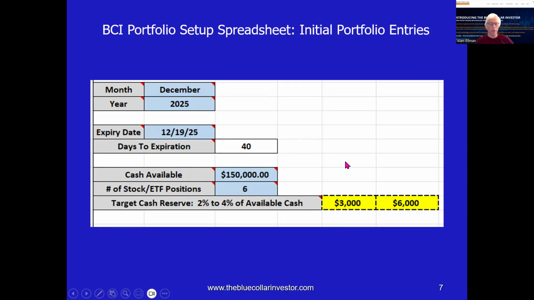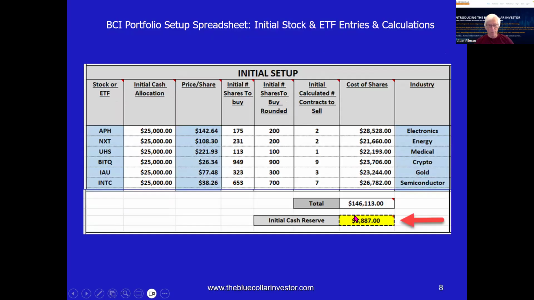All right, here's section 1. We enter the data for the expiration cycle expiring December 19th, 2025, which is coming up in a couple of weeks from when I'm making this video. When I made it, there were 40 days to expiration. Here we enter the 150, 6 securities, and it says leave about 3 to 6 grand in cash reserve in case you need exit strategies. It could be a little more, it could be a little less. And don't forget, you're going to get plenty of income selling the options as well.